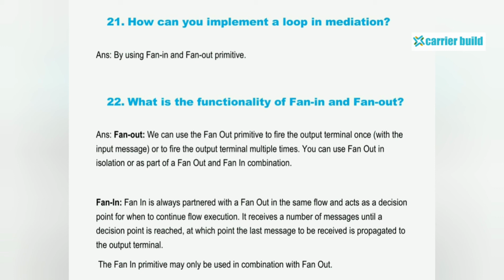Fan-in. Fan-in is always partnered with a fan-out in the same flow and acts as a decision point for when to continue flow execution. It receives a number of messages until a decision point is reached, at which point the last message to be received is propagated to the output terminal. The fan-in primitive may only be used in combination with fan-out.